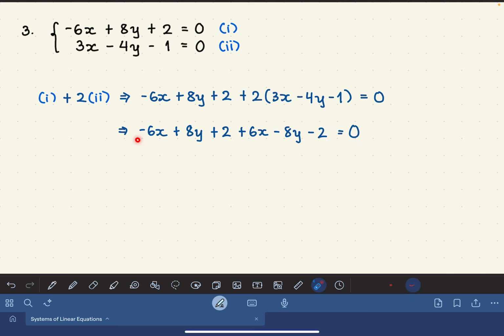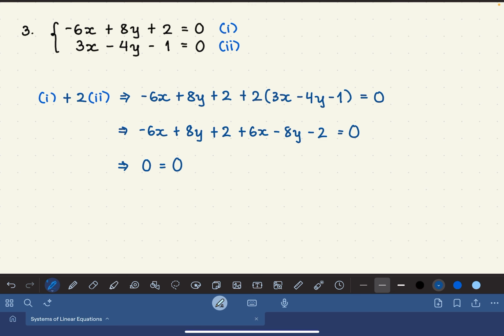Notice here that -6x plus 6x would yield 0, 8y minus 8y would yield 0, and 2 minus 2 would yield 0. So what we will have here is 0 equal to 0. Now this is kind of weird. Usually we are left with a single variable, say x or y. But in this case, we don't have any. So how do we interpret this one? Well, what this means is that regardless of the chosen values of x and y that we plug into the equation, we will always yield the following: 0 equal to 0.